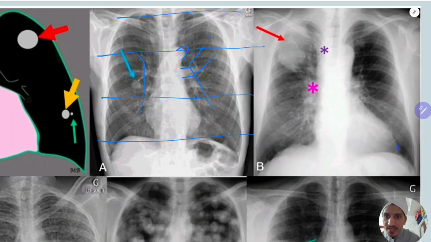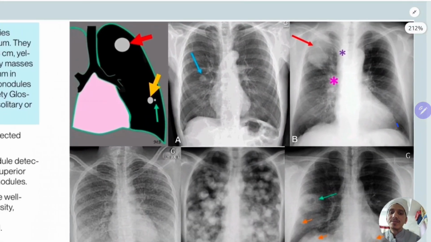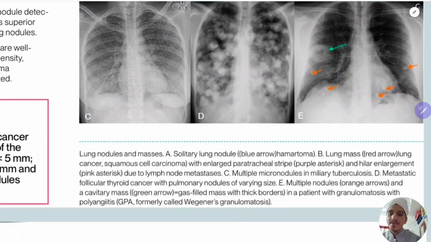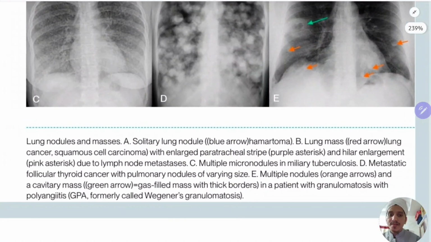Okay, but one thing, as this arrow is pointing, here you can see a soft border nodule, so it is likely a benign lesion if it is not more than 6 mm in size, or not more than 5 mm size. It is likely benign, the A one. So let us see in the description what it is. Likely it is benign. So, lung nodules and masses.